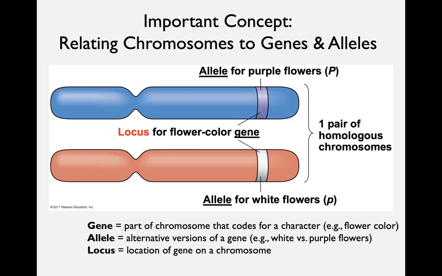The allele, like I defined last time, is just the alternate versions of that gene. So these two chromosomes are homologous chromosomes. They have the same genes. And here they have a flower color gene on both of them. However, this chromosome, the blue one, has the allele for purple flowers, which is denoted as big P. I'll talk about the big and little in a minute. This chromosome also has the same gene for flower color, but it has the allele for white flowers, little p.